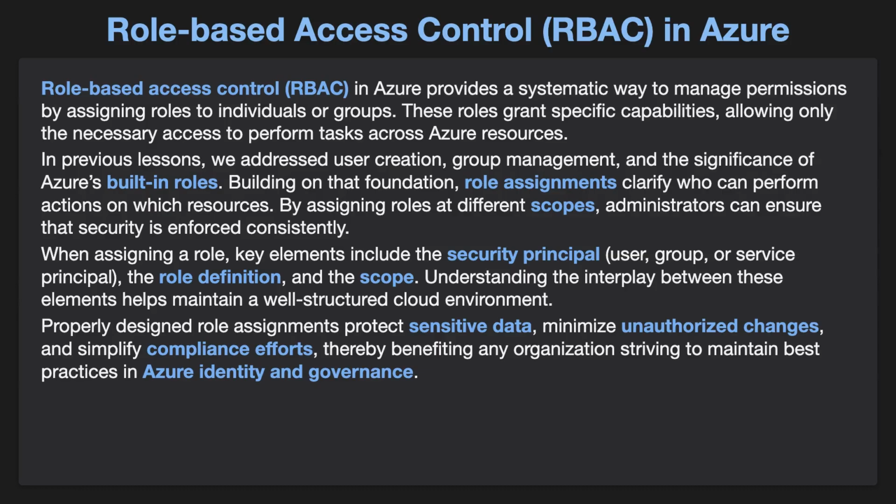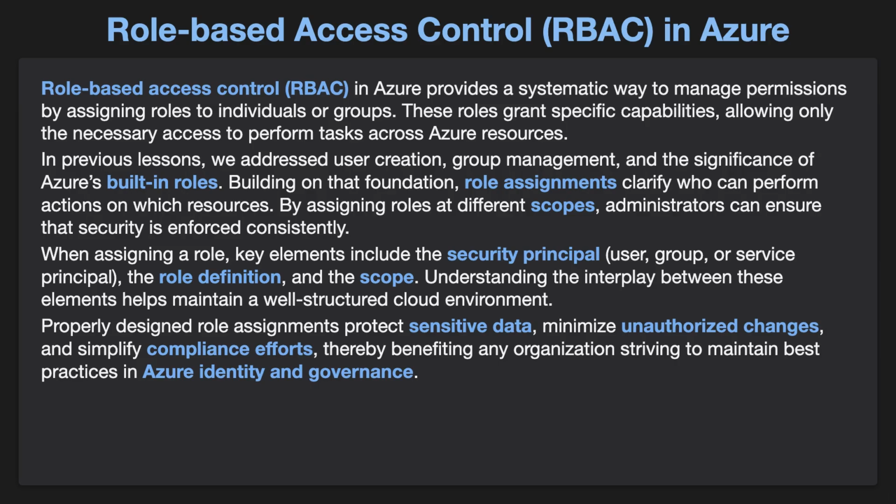Role-based access control, RBAC, in Azure provides a systematic way to manage permissions by assigning roles to individuals or groups. These roles grant specific capabilities, allowing only the necessary access to perform tasks across Azure resources. In previous lessons, we addressed user creation, group management, and the significance of Azure's built-in roles. Building on that foundation, role assignments clarify who can perform actions on which resources.